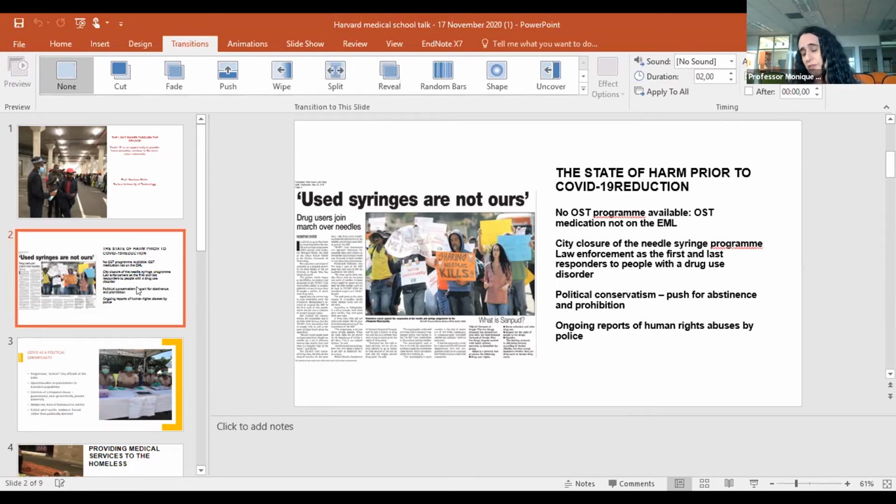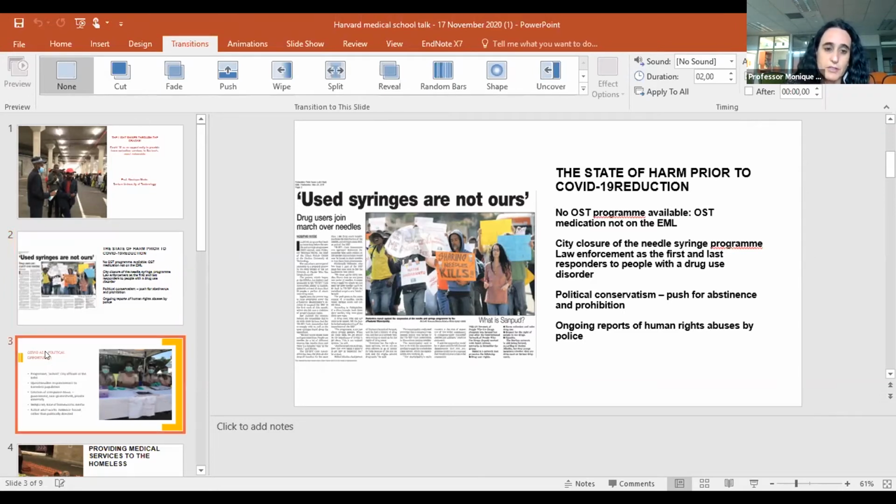Generally, what we had in South Africa, and this is not only the case in relation to drug use disorders, is a very strong political conservatism. And what that meant in terms of dealing with drug use disorders is a push for abstinence and for prohibition. Along with that push for abstinence and prohibition were ongoing reports of human rights abuses, mostly by the police towards people who use drugs, and particularly those from low income and homeless backgrounds.